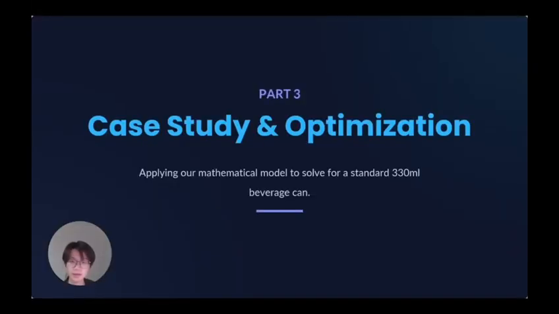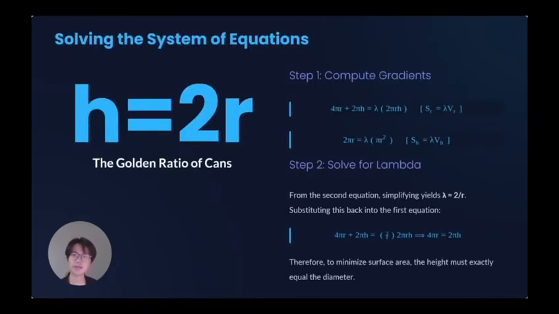Hello everyone, now let's talk about part 3, the case study and optimization. Applying our mathematical model to solve for a standard 330 ml beverage can. First, solving the system of equations, we need H equals 2R, the golden ratio of cans, and we need two steps to solve this. First step is compute gradients. We use the equations we learned from class to estimate it to solve these problems.